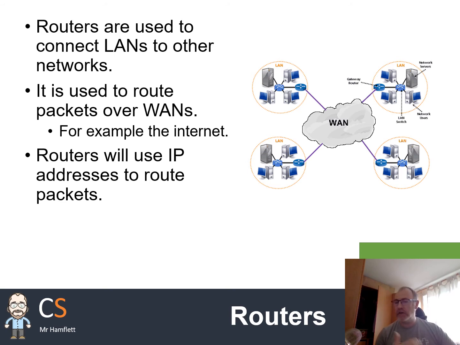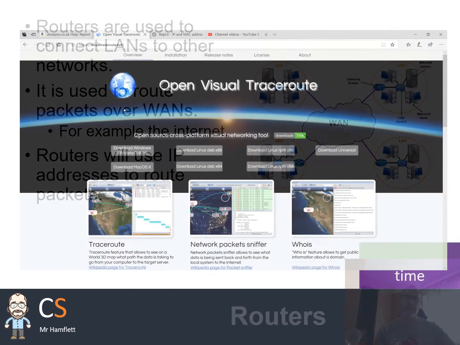So you can think of them in this way, the key differences. A switch uses MAC addresses, a router uses IP addresses. A switch routes packets inside a local area network. A router routes packets over a wide area network. So we've got those key differences, and that's a nice way to remember them.